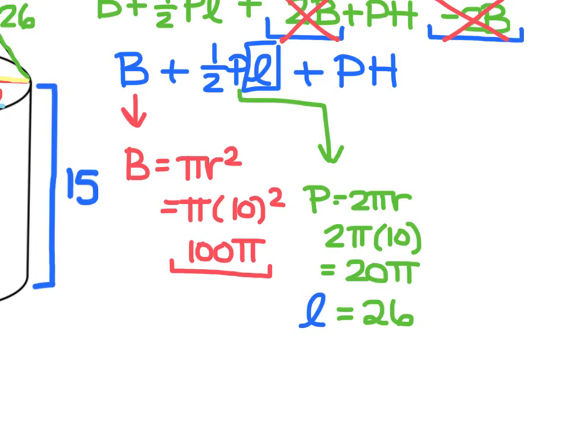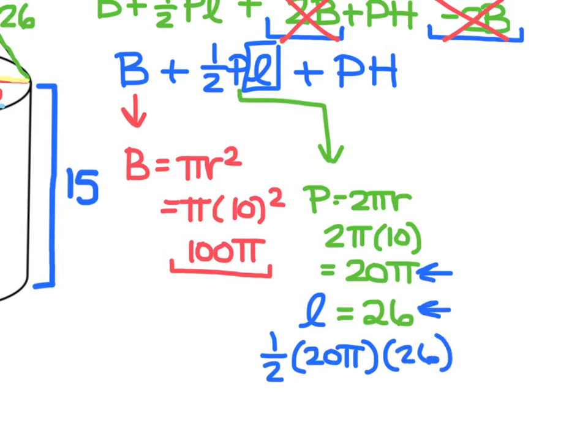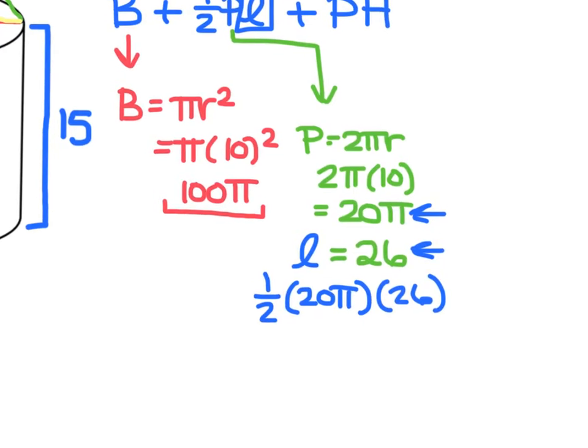Now I'm going to calculate the 1/2 PL. 1/2 my perimeter, 20 pi, that's what we got up here, times my slant height, 26. Half of 20 is 10, times 26 is 260 pi.